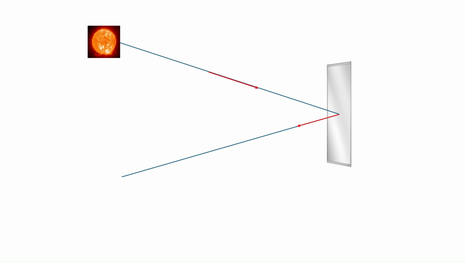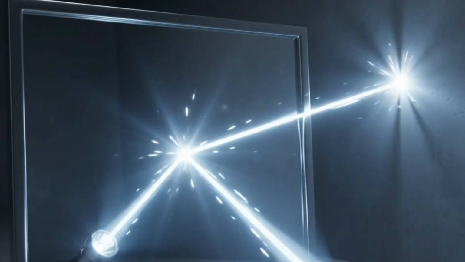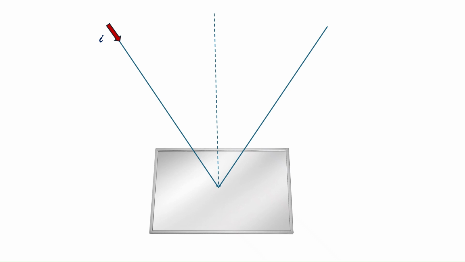Reflection is the bouncing back of light when it strikes a surface. When light hits a smooth and shiny surface, such as a mirror, it reflects back into the surrounding space. To understand reflection, we need to know three important terms. The incident ray is the ray of light that strikes the surface. The reflected ray is the ray that bounces away from the surface. And the normal is an imaginary line drawn perpendicular to the surface at the point where the light strikes.